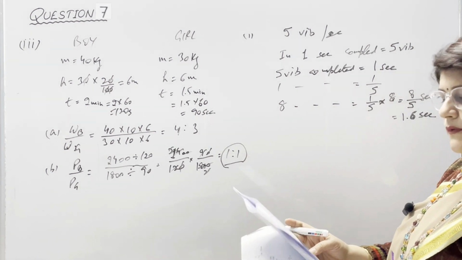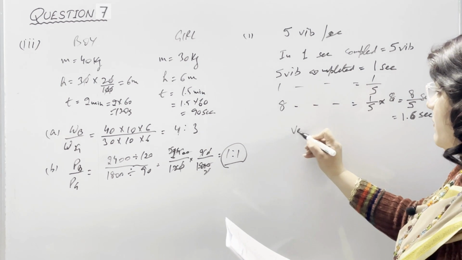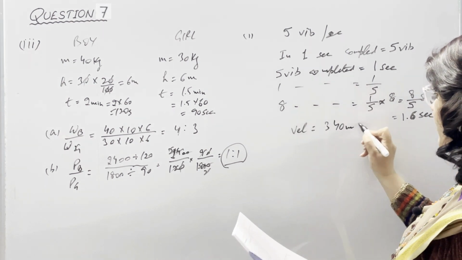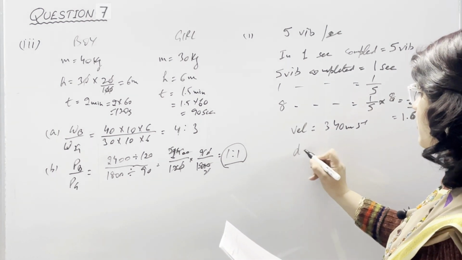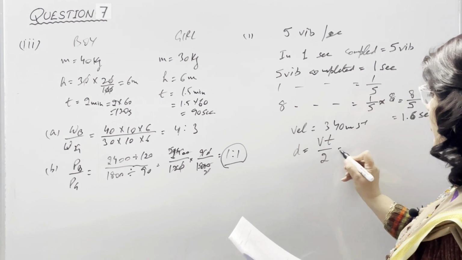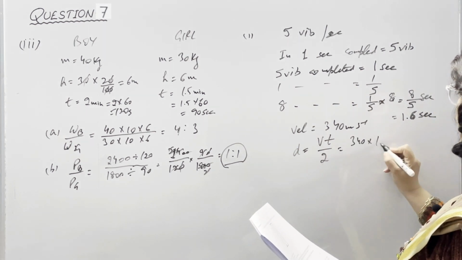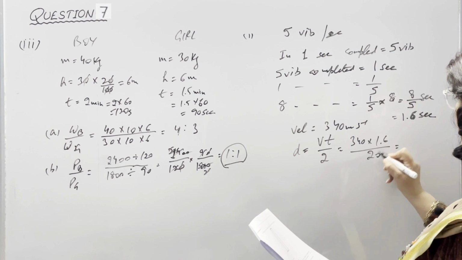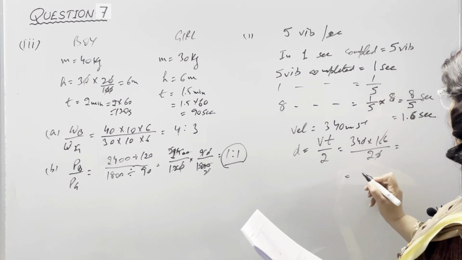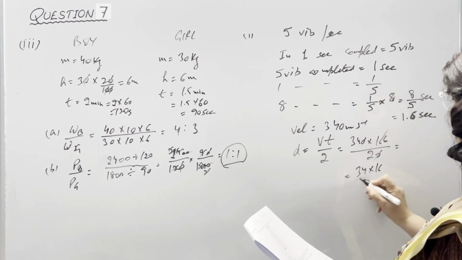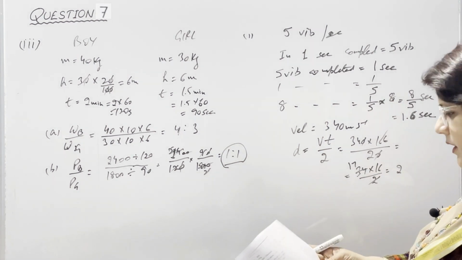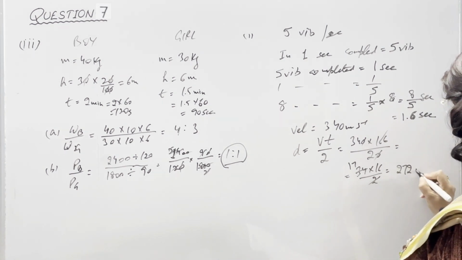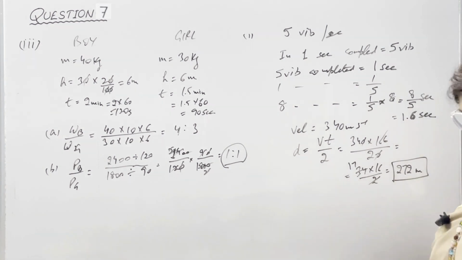Now, if the velocity of sound in air is 340 meter per second, find the distance between the cliff and the observer. Now, D is equal to V into T upon 2. V is 340, T is 1.6, divided by 2. 34 into 16 upon 2, 17 into 16, its value comes out to be 272 meter. So this is the distance between the cliff and the observer.